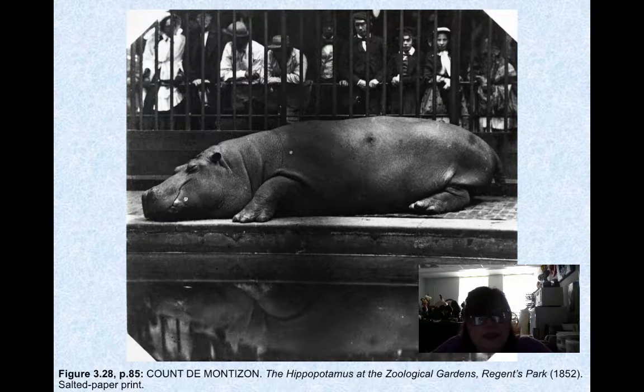And then this is actually an example of a photojournalist using scale to show the size of a hippopotamus. In 1852, when this was taken, a lot of people had never actually seen a hippopotamus, and the hippopotamus here was a gift to Queen Victoria. I forget from whom, from another country, and it was brought to the Zoological Gardens in England at Regent's Park. And Count de Montezon took a picture of it with people in the image so that people reading the newspaper would get an idea of just how big a hippopotamus is.